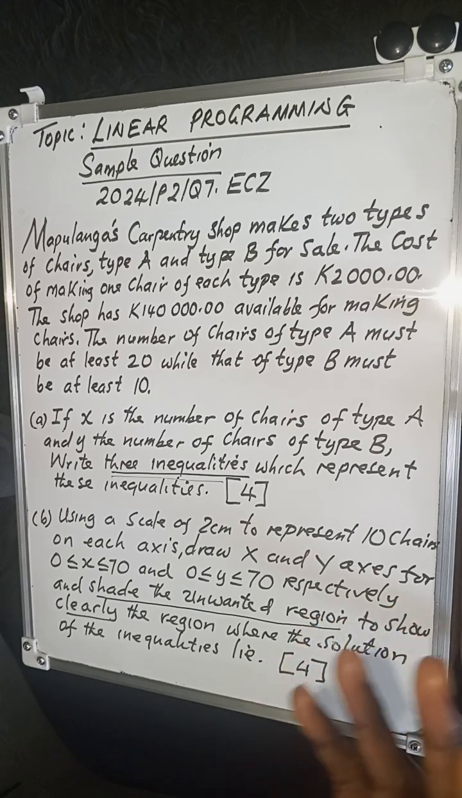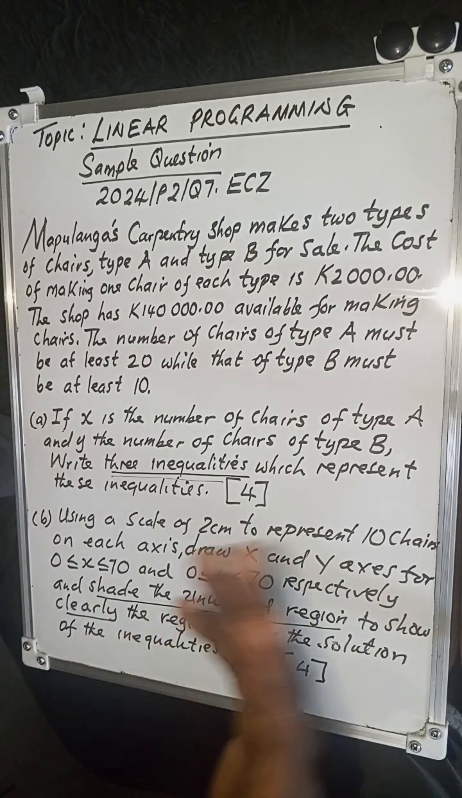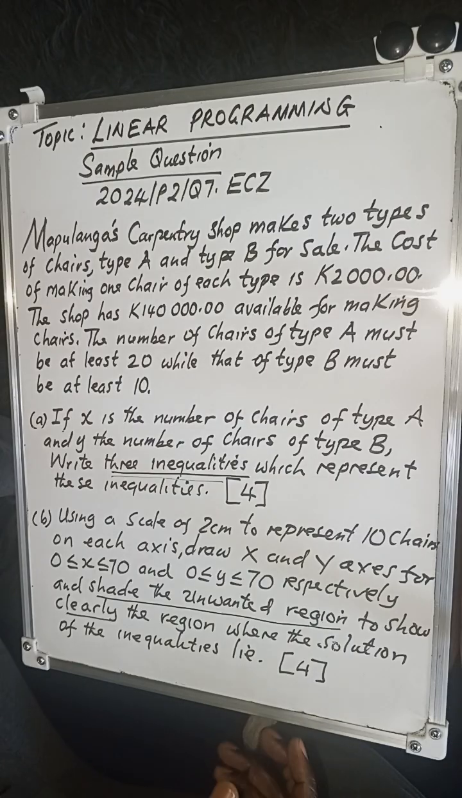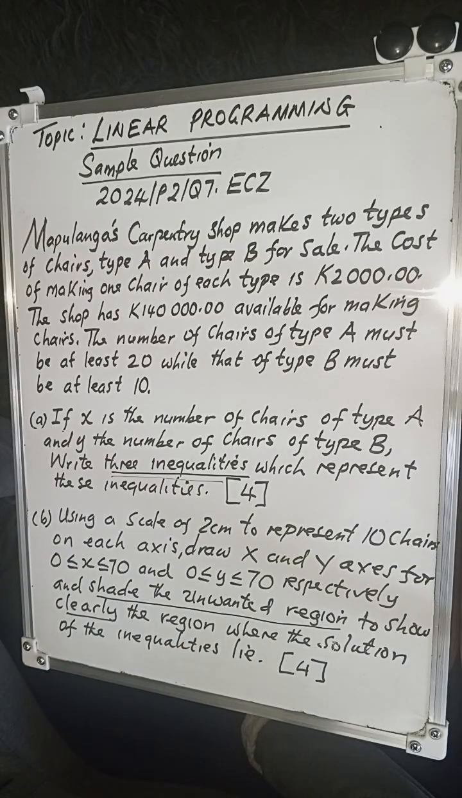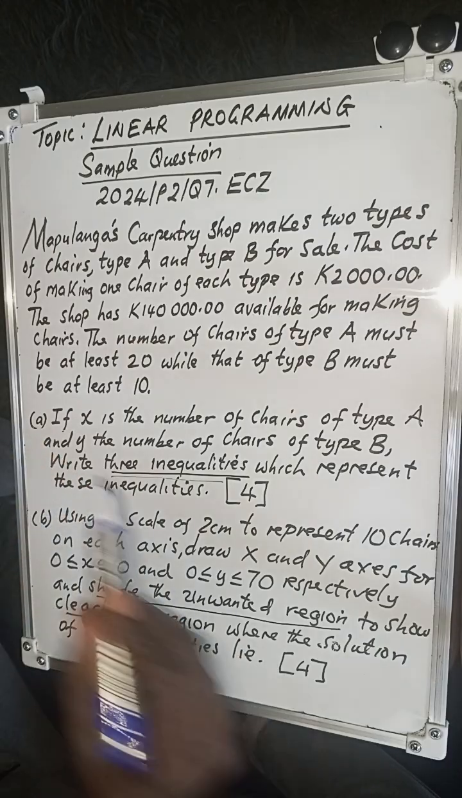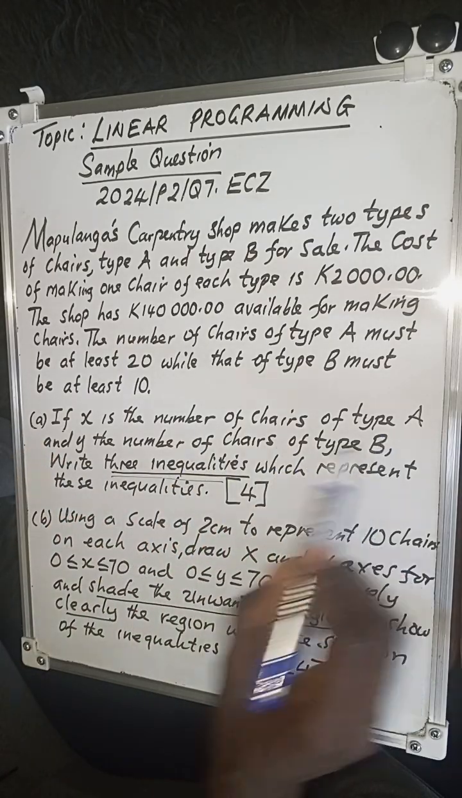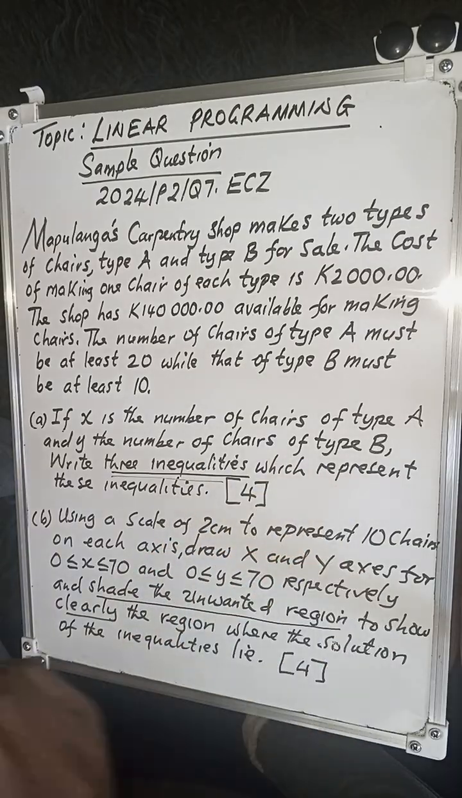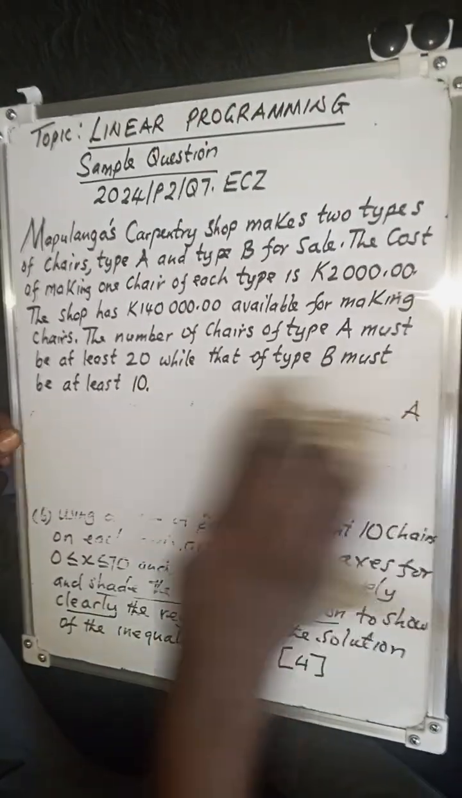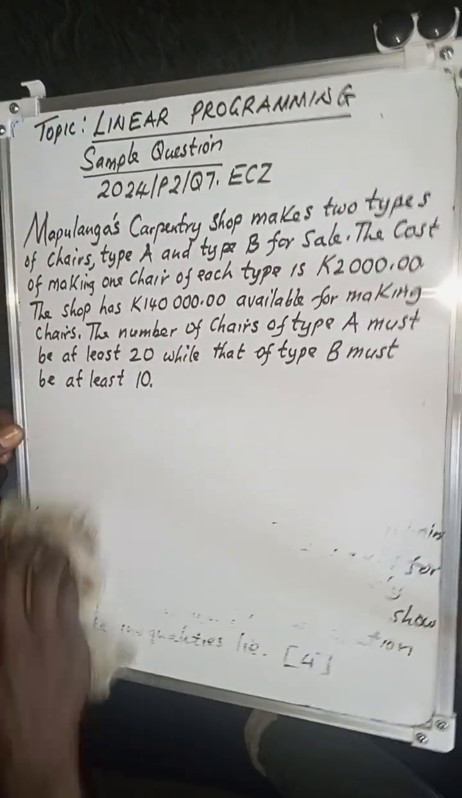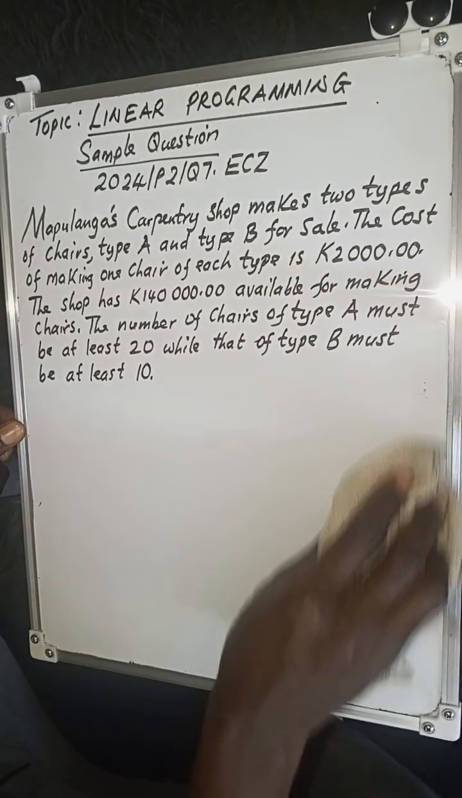If you watch the previous video, then you should be able to see the concept that we are going to have there. It's coming from 2024, so I'll quickly clear up this so that I can show you how to come up with those inequalities. There is also C and D, as you are going to see in just a few minutes. The key concept is that they have told us that X is the number of chairs of type A and Y is the number of chairs of type B. So we want to come up with the inequalities. Let me clear up so that we create room.